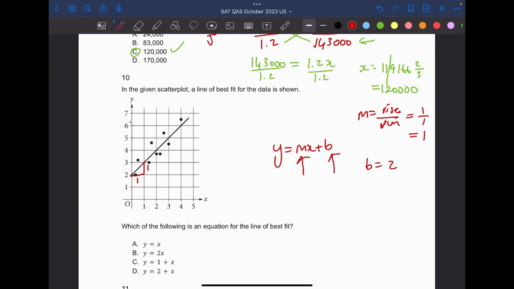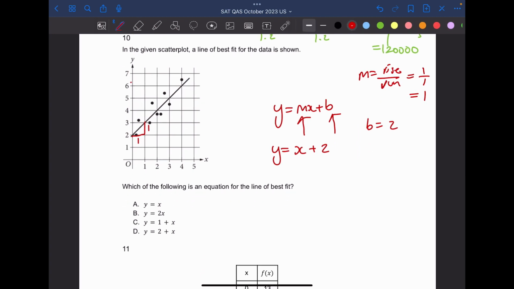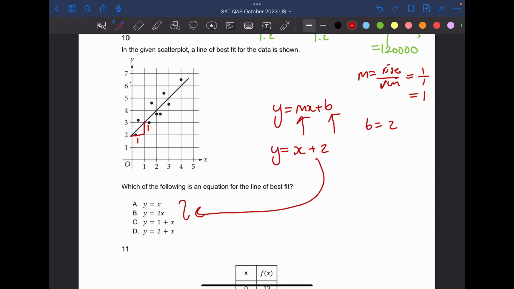Okay, now if you put all that together, you get that y is equal to m times x. In this case, m is 1. So 1 times x is x. I'm going to write x. And then plus b is equal to 2, so plus 2. Okay, and then which of these options is equal to x plus 2? 2 plus x is the exact same thing, so D is the right answer.